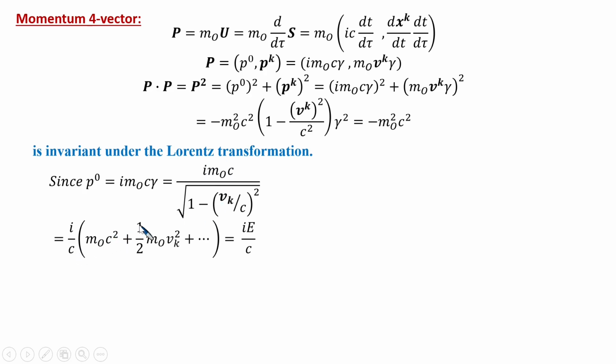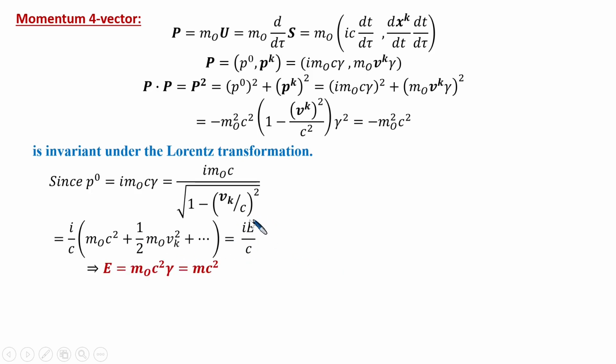I get this term, and this half of m naught because of this, and m naught by vk by c square. So this c and this c will get cancelled. So 1 by c I have taken it out. So this is like a kinetic energy term. So this is the rest energy, and this is your kinetic energy. So I have written total energy as E.